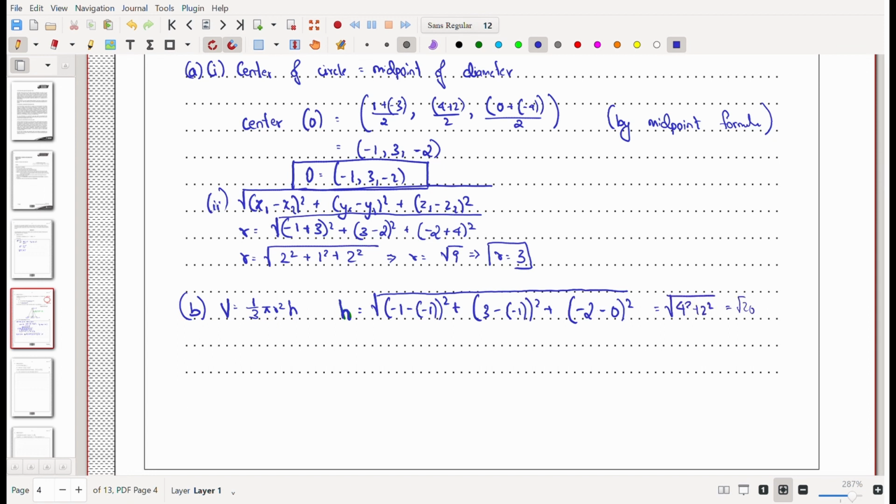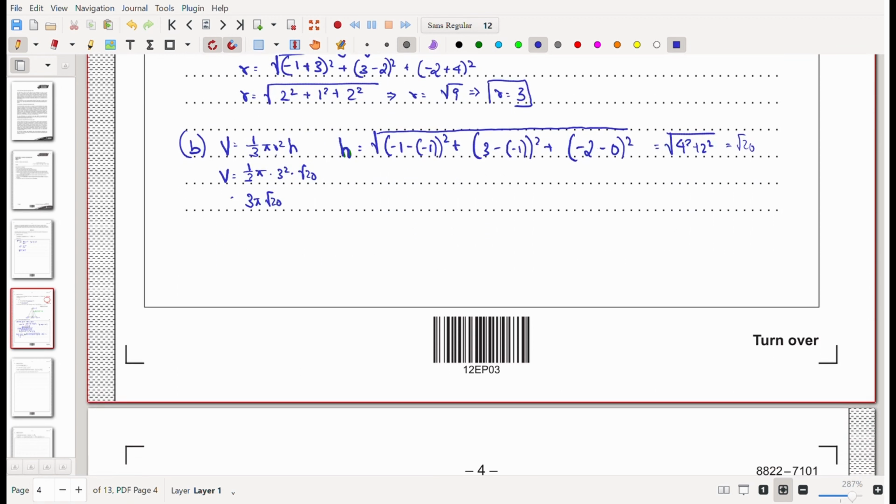So volume is equal to 1 by 3 pi 3 squared root 20, which is 3 pi root 20. And now we simplify. We can take root 20 is equal to 2 root 5. So therefore V is equal to 6 pi root 5. And that's your final answer.